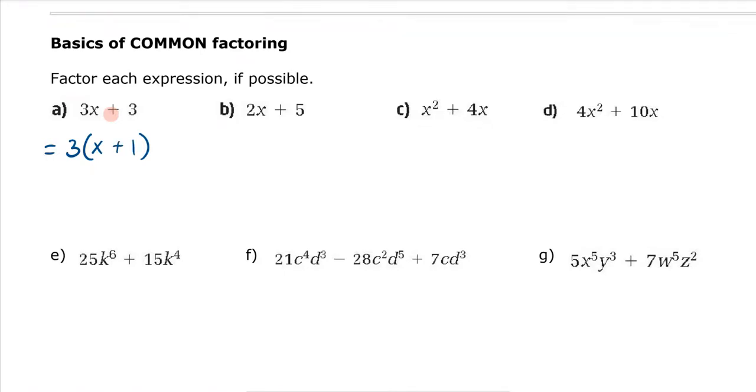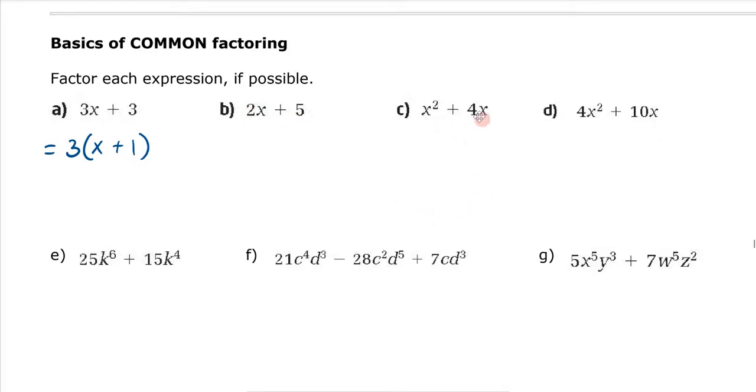So what I've done now is I've created this factored form because it's a number multiplied by an expression, okay? And if I want to make sure it's correct, you could expand it again. So 3 times x is 3x, and then 3 times 1 is positive 3. Okay. Now, looking at the next one, 2x and 5. The only common factor between 2x and 5 is just 1. But when it's 1, it doesn't really matter. It doesn't change anything. You still have 2x plus 5. So we're going to say it's not possible.